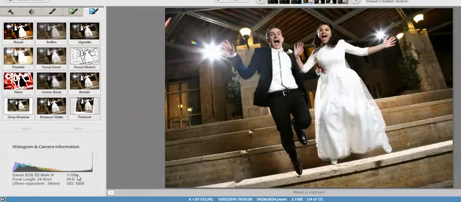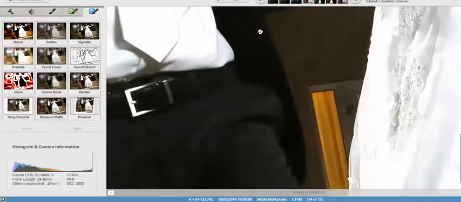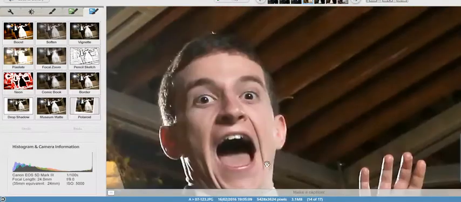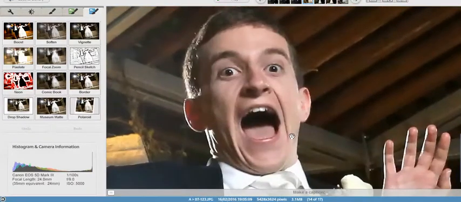Yeah, I can get away with a 100th of a second. Why? Because you use flash. I'm using flash. How fast does a flash pop? 1/8,000 maybe. Generally about a 1/10,000th of a second. So even though I'm at 1/100th of a second, in reality, I have frozen my subject at a 1/10,000th of a second.